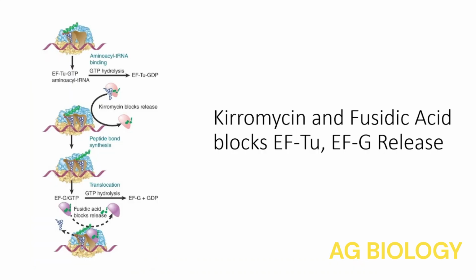Kirromycin and fusidic acid block elongation factor Tu or elongation factor G. Remember, these elongation factors that we see in translation are able to bind to GTP. So these are preventing the GTP association, for example kirromycin in the case of EF-Tu, or fusidic acid in the case of EF-G-GTP.